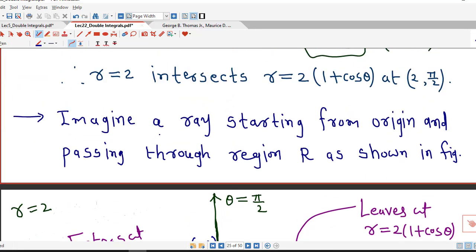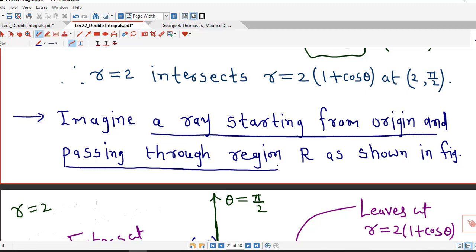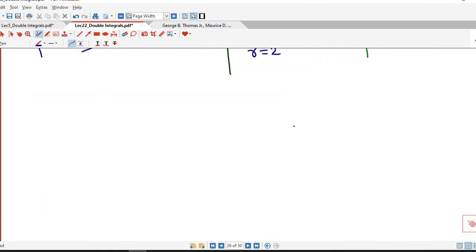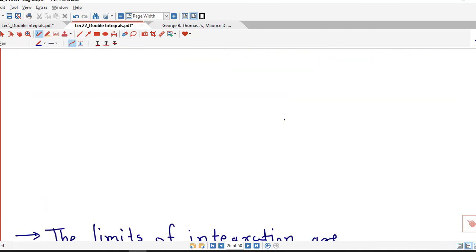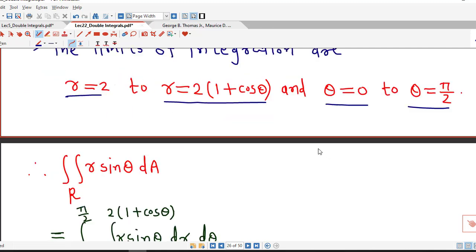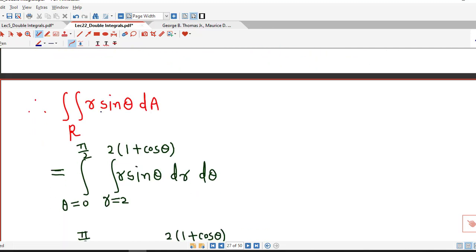For that we have considered a ray starting from origin and passing through the region of integration as shown in this figure, and we obtain the limits of integration as r is from 2 to r equal to 2 times 1 plus cos theta, and theta is from 0 to pi by 2. So now we put the limits.